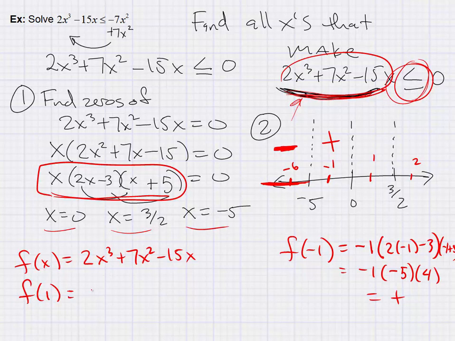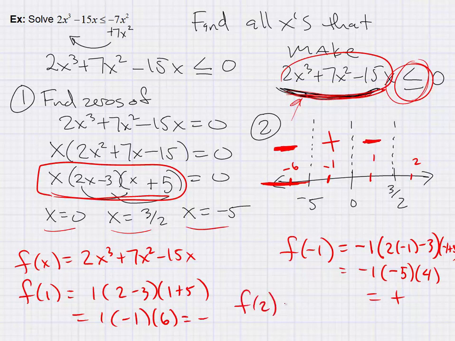f of 1 is 1 times 2 minus 3 times 1 plus 5. So 1 times negative 1 times 6. Positive, negative, positive is a negative. And if I do it for 2, f of 2, I get 2 times 4 minus 3 times 7. So 2 times 1 times 7, positive.